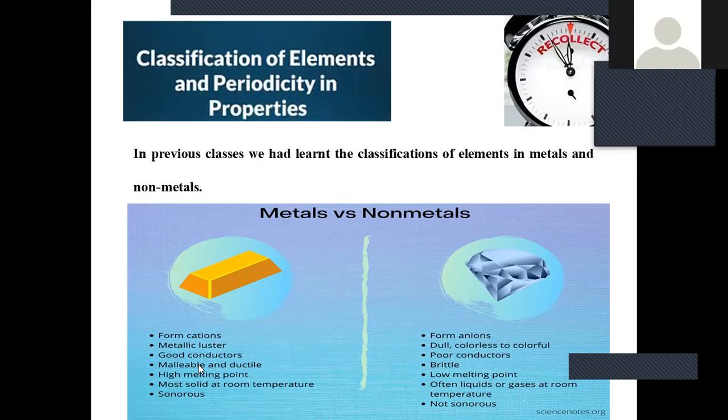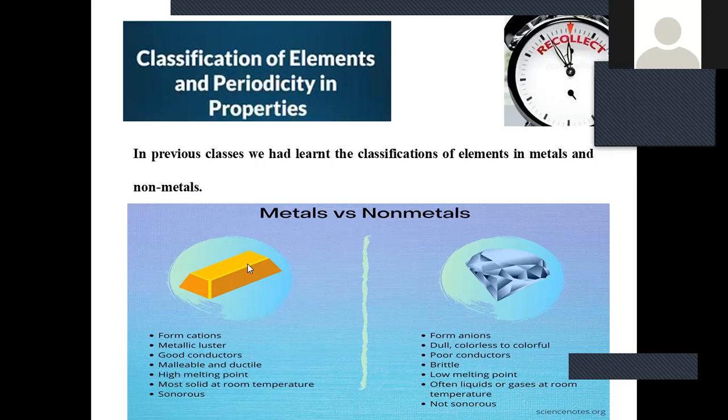All the metals are regarded as good conductors of electricity, whereas non-metals are poor conductors or non-conductors. You can say insulators. For example, when you take a copper rod and coal, the copper rod conducts electricity in a nice manner, but coal is an insulator, a non-conductor of electricity.